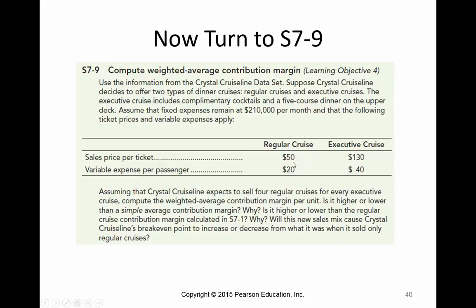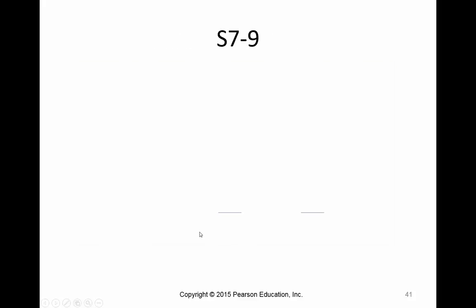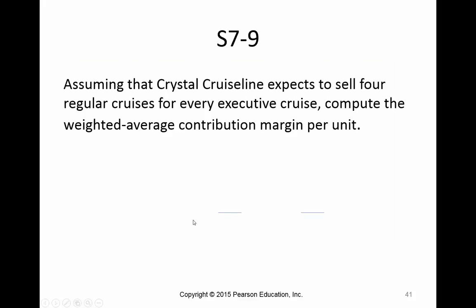The price per ticket for the regular is $50, but notice our executive cruise has a much higher price point, and the variable cost per passenger is only $40. So obviously we have a contribution margin that's much higher for our executive cruise. Now what are they asking us? They want to know, is it higher or lower than a simple average contribution margin, our weighted average? Why? And will this new sales mix cause their break-even point to increase or decrease? Okay, so we're going to take a look at both of these with the sales mix of two different products here. Okay, we have to make some assumptions.